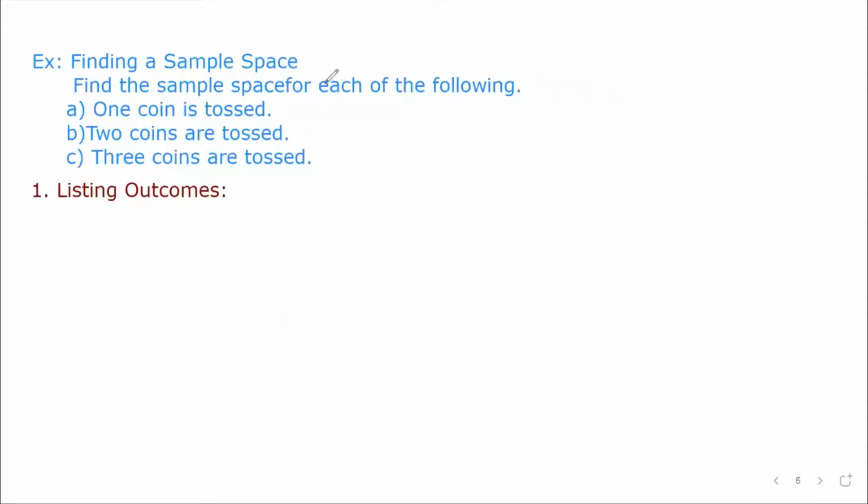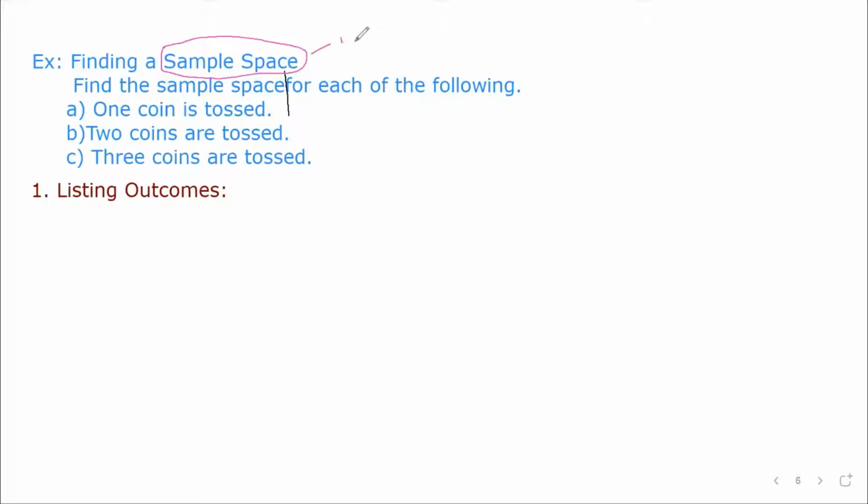Next one, finding the sample space. Find the sample space for each of the following: one coin is tossed, second, 2 coins are tossed, really similar to before, and 3 coins are tossed. Okay, now I want to explain about sample space. Sample space can sometimes be called outcomes or results, right? So sample space is going to have 3 kinds. First is the listing of outcomes.